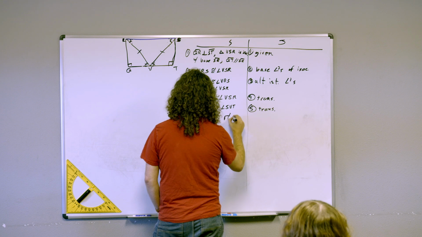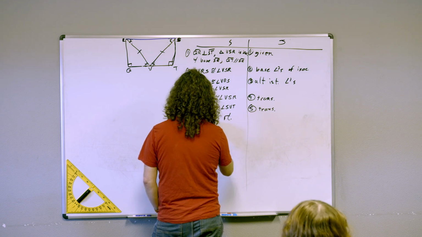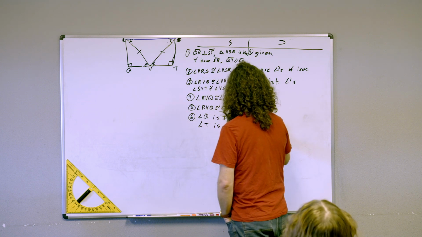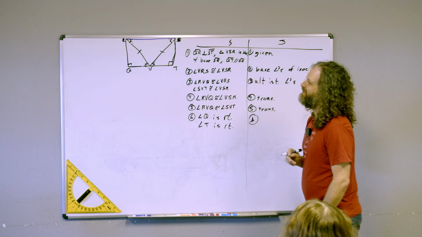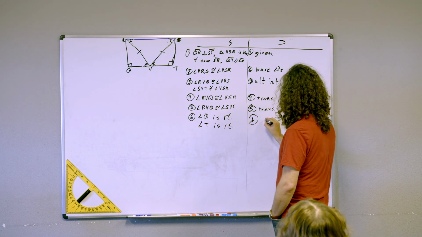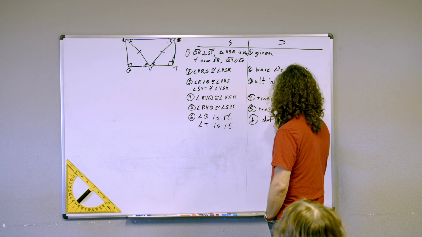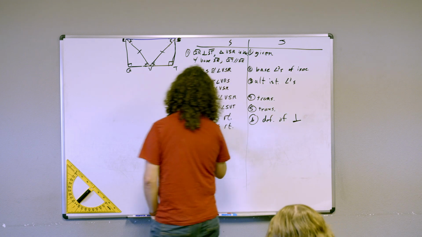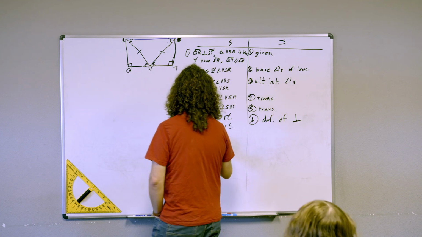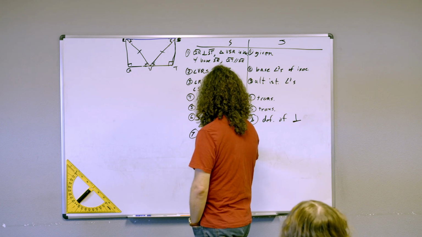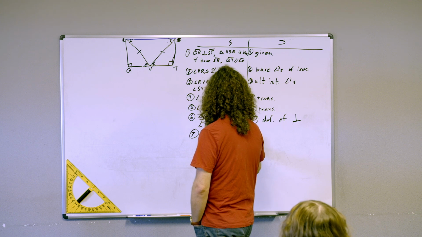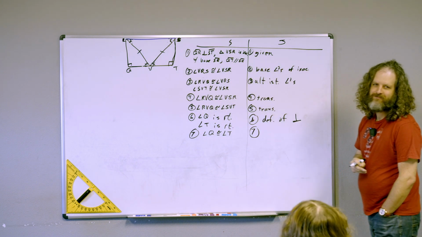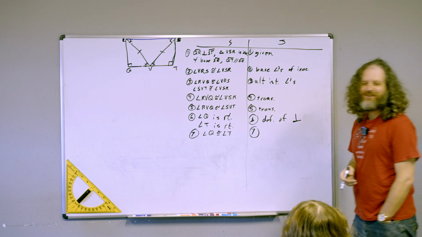is right, and angle T is right. Because what? Definition of perpendicular. That's right. And then angle Q is congruent to angle T. Because why? All right angles are congruent.